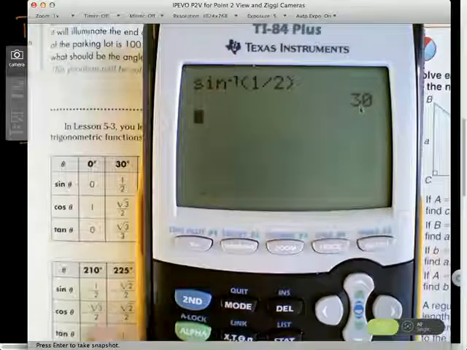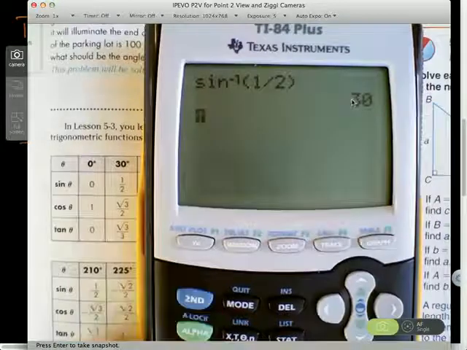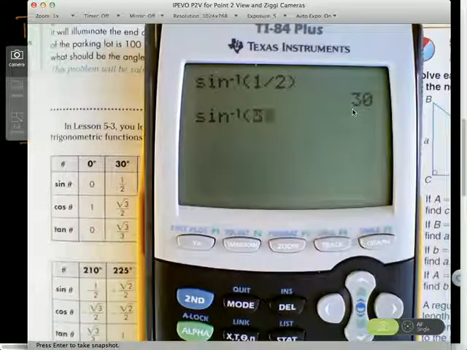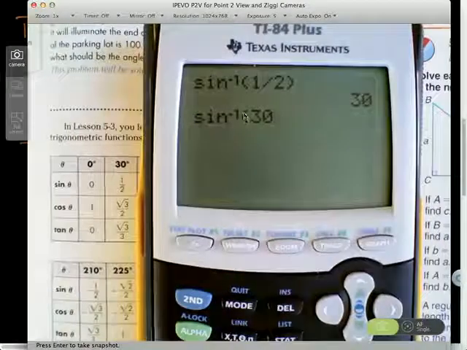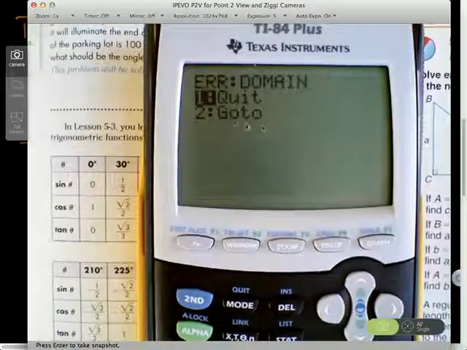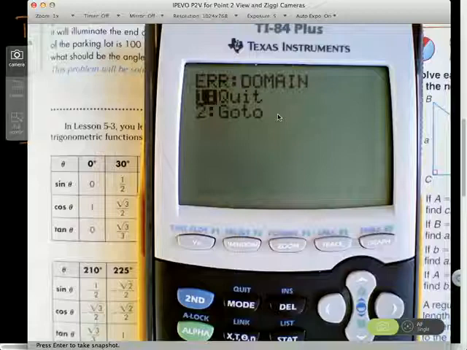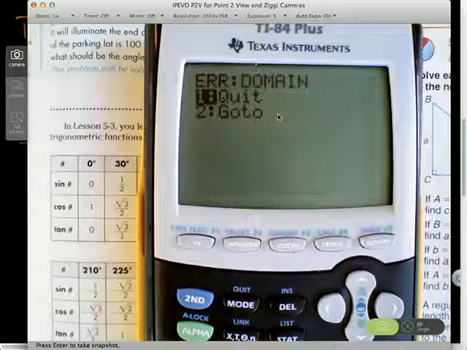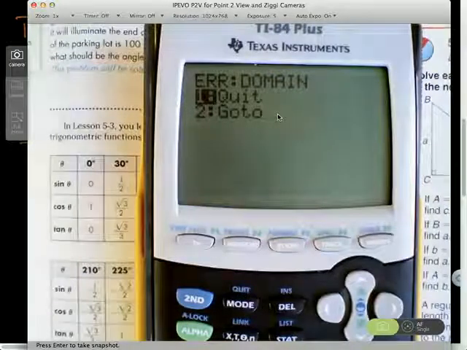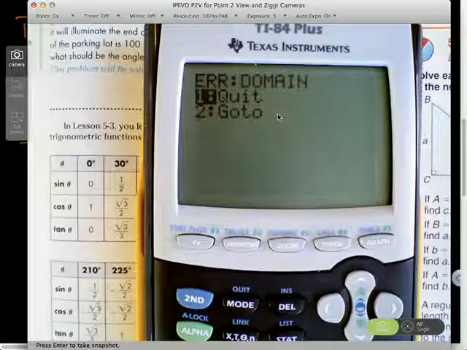All right? Now, I just want to point out, if I try to do sine inverse of 30, not 300, that's going to give me an error. It says, I don't know what 30 is. Sine inverse doesn't communicate that way, right? It doesn't accept a degree, all right? It's accepting only a ratio.